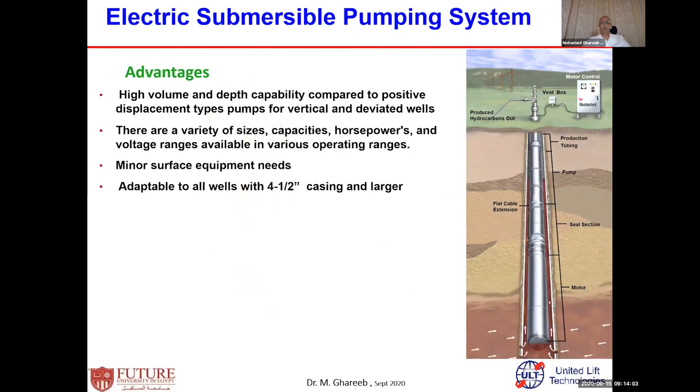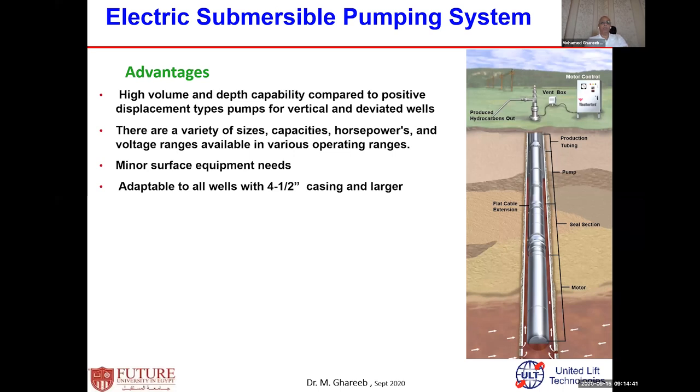What advantage for this system? Maybe I already gave some hint about advantage when I compared to the others. It's high volume. When we start to look to high volume artificial lift system, usually you are going to ESP as one of your choices. This compared to positive displacement, because no positive displacement system can produce higher than the electric submersible pump system. This is for either vertical or deviated wells, regardless.